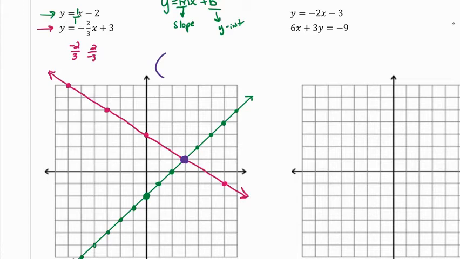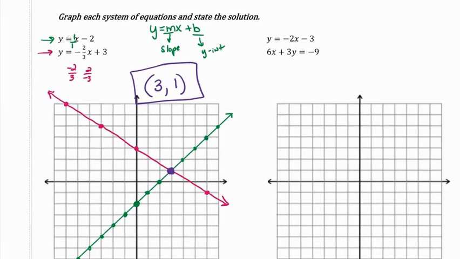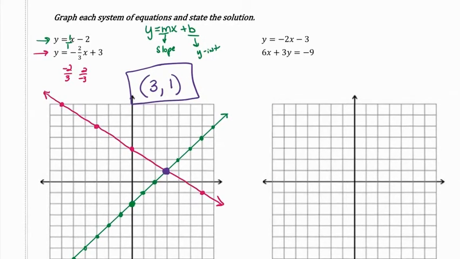The x value is 3 and the y value is 1. So that's the point where those two lines intersect. That is the solution to our system. If I plug that point into each of those equations, it would work in both cases. Okay, that's what it looks like if we have one solution. Graph each one, look for where they cross.